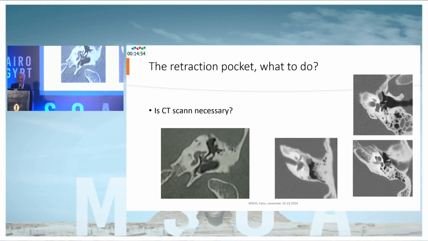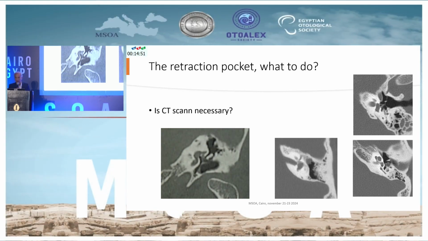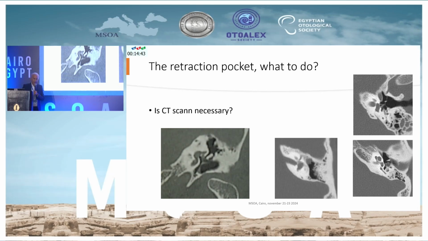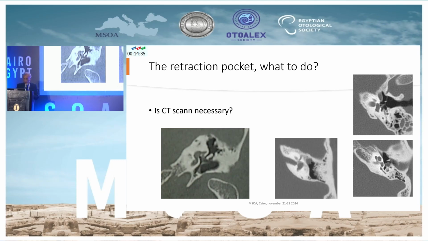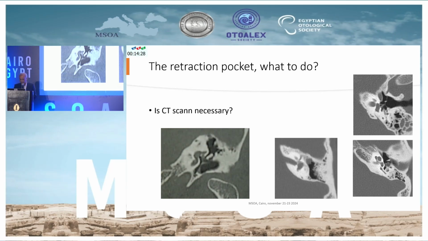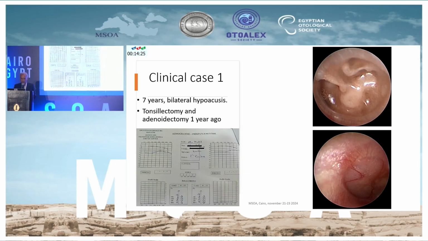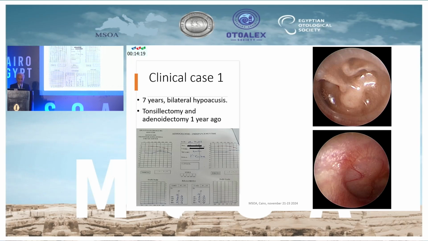In most cases, CT scan is not necessary in front of a retraction pocket. We can use it if we have a severe hearing loss, or if we are going to operate, to see the state of the ossicles and to see if there is extension in posterior cavities. Now we are going to present some clinical cases and try to discuss what must we do.